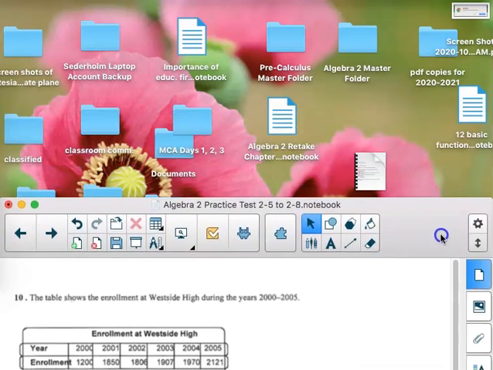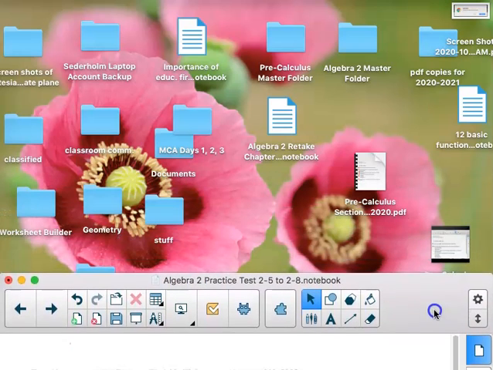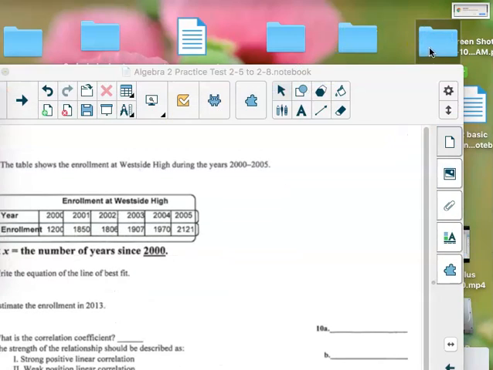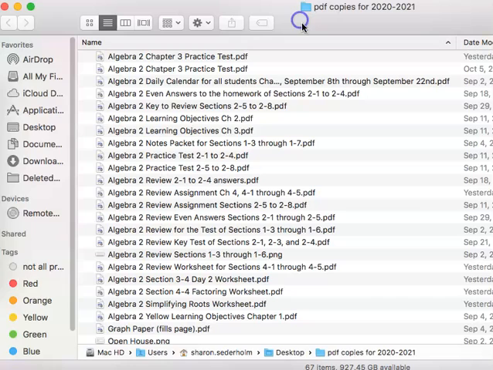So let me see. Whenever I move this thing, everything gets moved around. Algebra 2 review assignment. I need something with 2.6, 2.7, and 2.8.